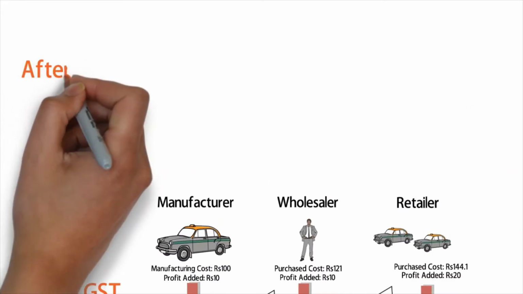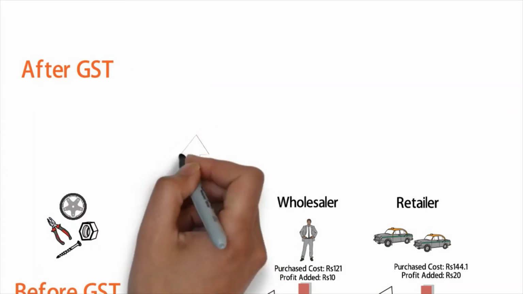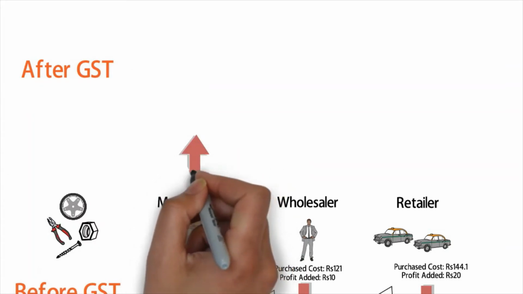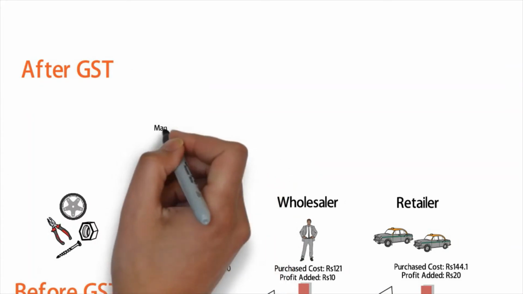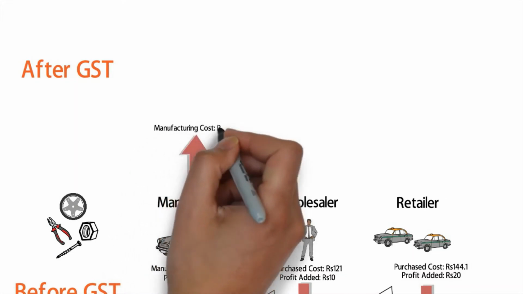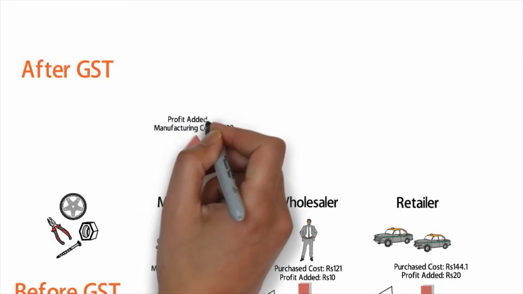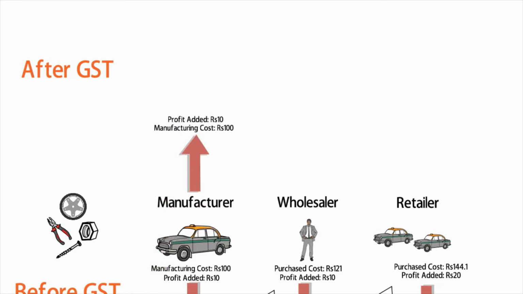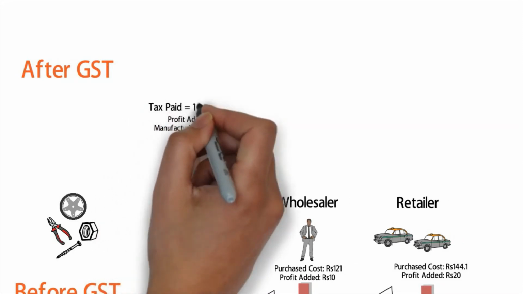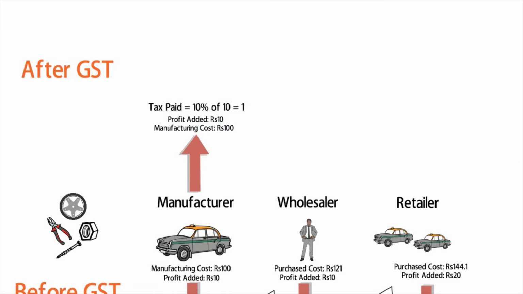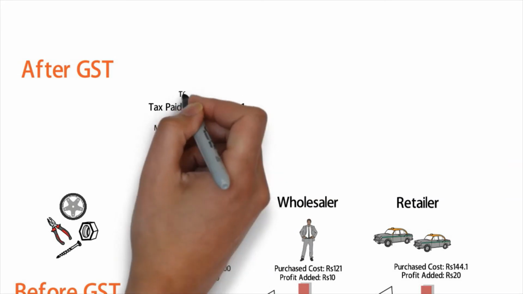Now let us see how GST will bring down the prices of goods. Let us see with the same example. A manufacturer buys raw materials for 100 rupees and manufactures a car. He adds value to it and adds a profit of 10 rupees. In GST, tax is collected only on the value added to the product. So tax is collected only on 10 rupees in this case. So the manufacturer pays 1 rupee as tax.